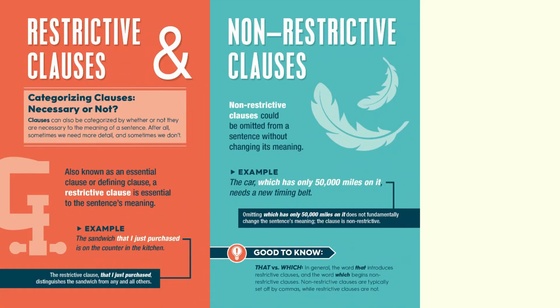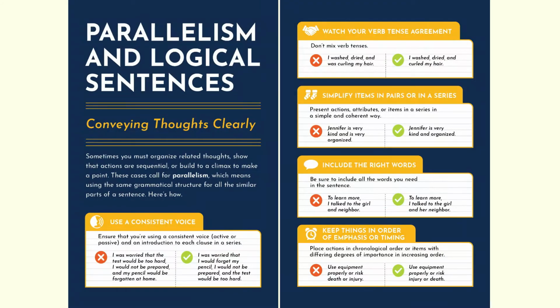Restrictive clauses and non-restrictive clauses. Categorizing clauses is not easy. Clauses can also be categorized by whether or not they are necessary to the meaning of a sentence. After all, sometimes we need more detail and sometimes we don't. Whereas non-restrictive clauses could be omitted from a sentence without changing its meaning.